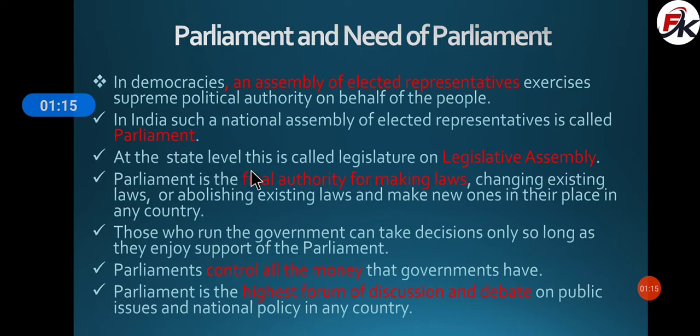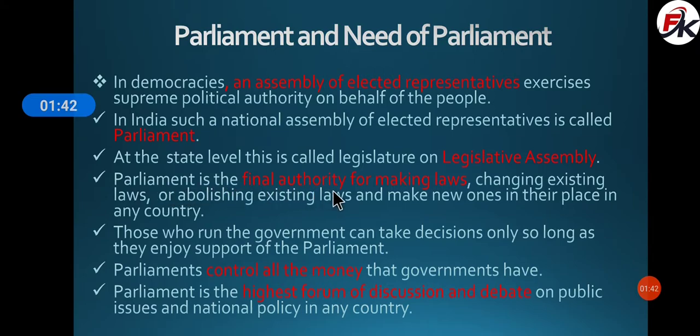At the state level, this is called legislature or legislative assembly. For example, Odisha has a legislative assembly in Bhubaneswar, the Vidhan Sabha. And likewise, all other states have a legislative assembly, but the center has the Parliament.